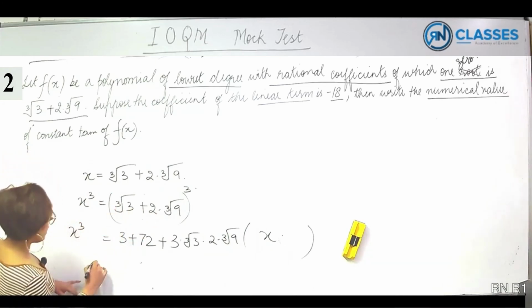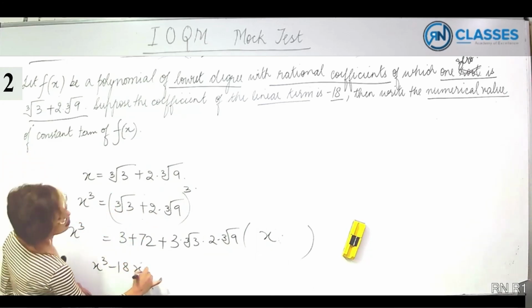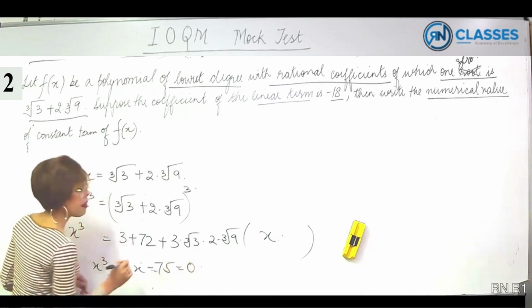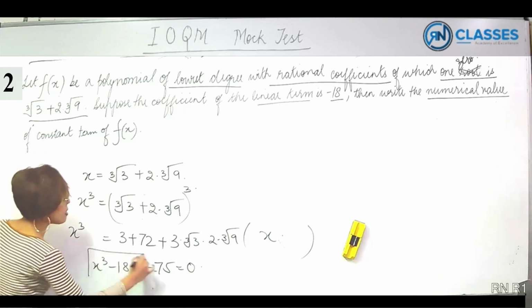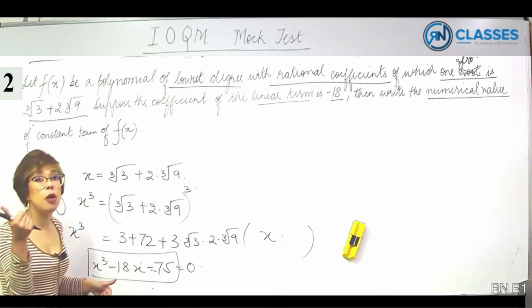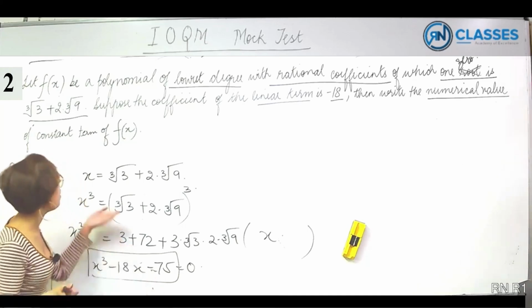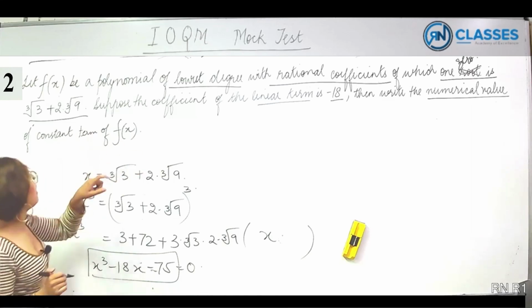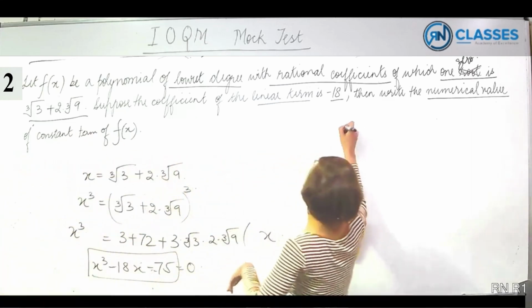If you simplify it, you will get x cube minus 18x plus 7 minus 75 equal to 0. The polynomial f of x is this one, x cube minus 18x minus 75. It is the lowest degree polynomial with rational coefficients, and obviously one of the roots is this. Now he says write the numerical value of the constant term. The constant term is minus 75.